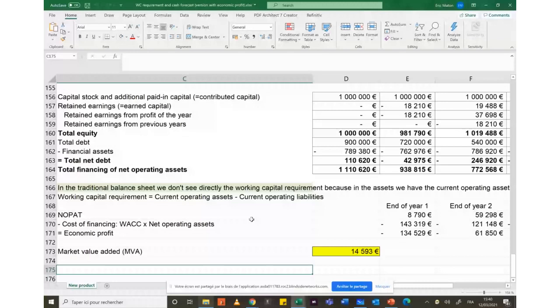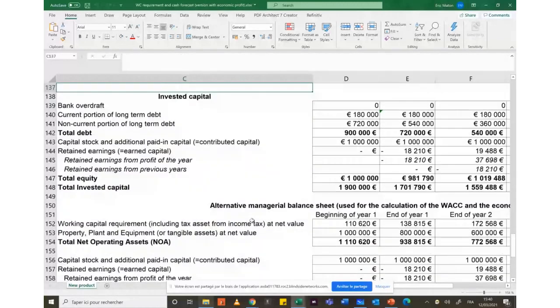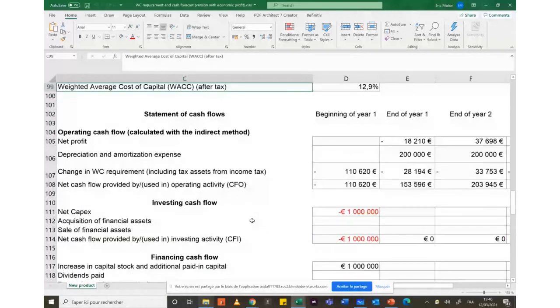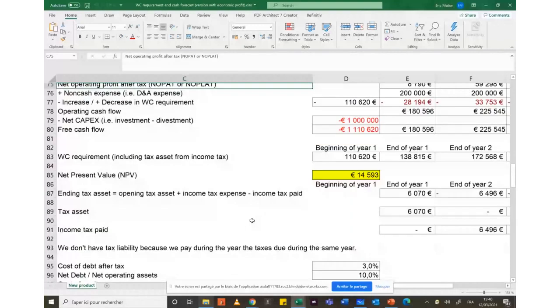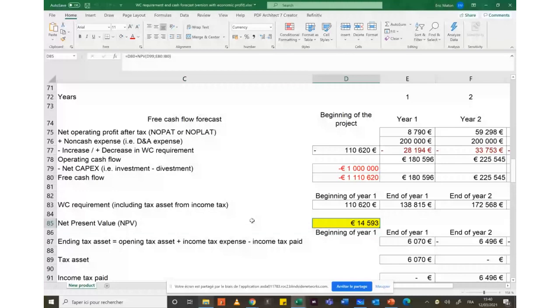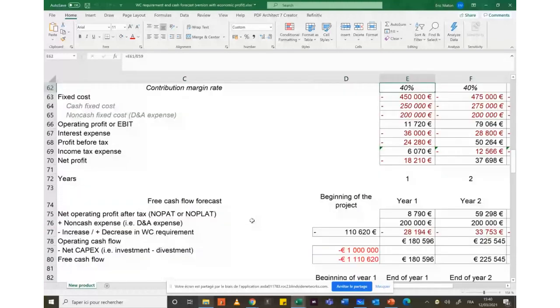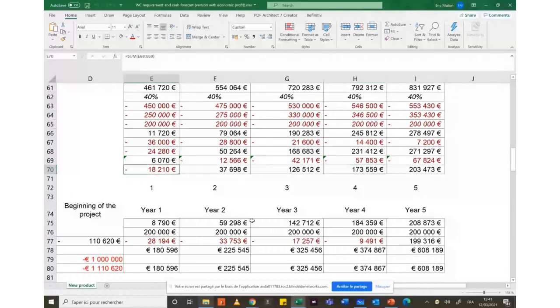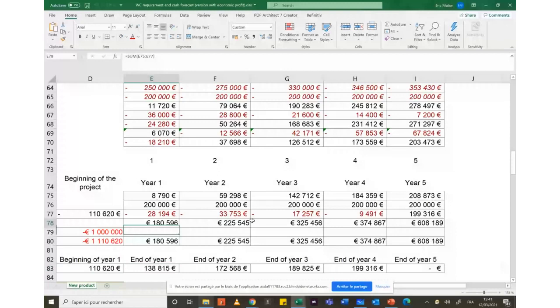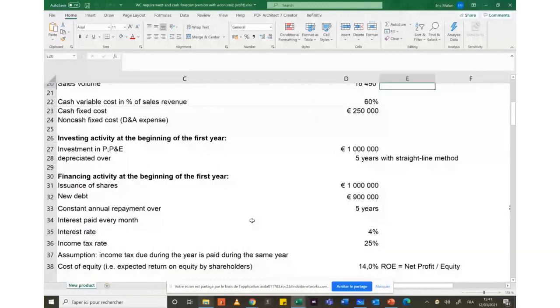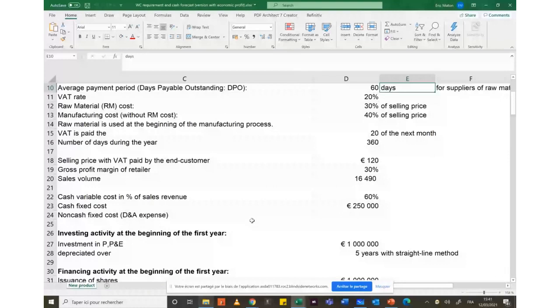So I created all the forecasts. So I calculated the NPV of this project for everything. I created the tax assets because at the beginning I start with some losses. Okay, just the first year. It's different values. Maybe I change the assumptions at the beginning. You can change inputs. In function of the inputs, you will have the effect on the financial model.